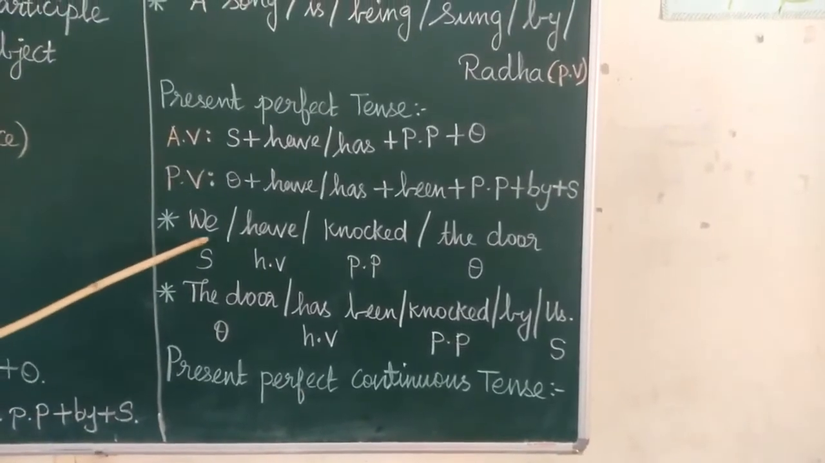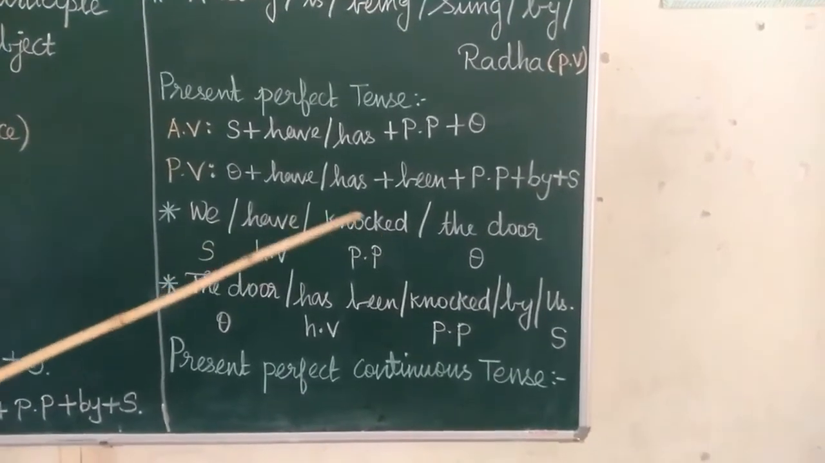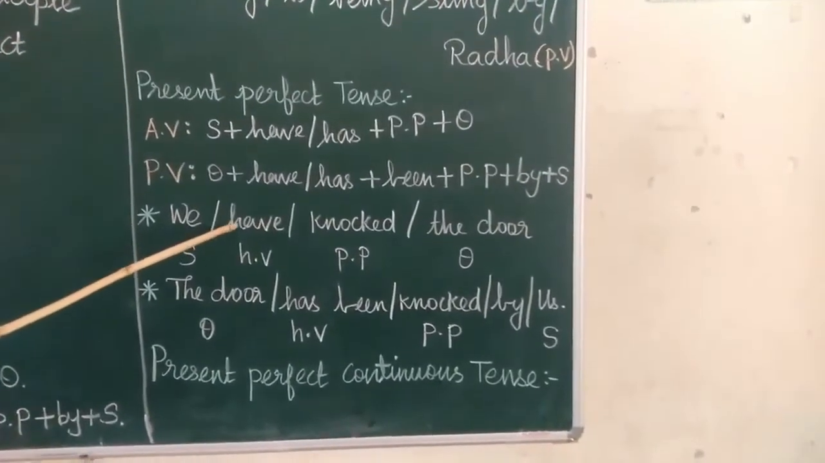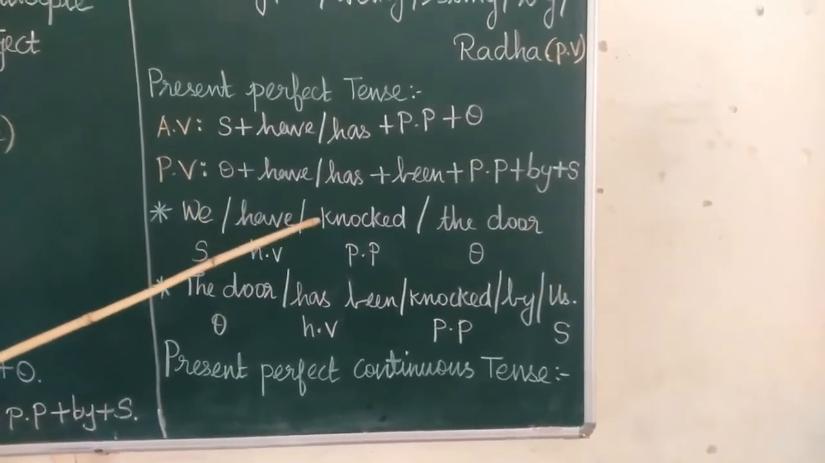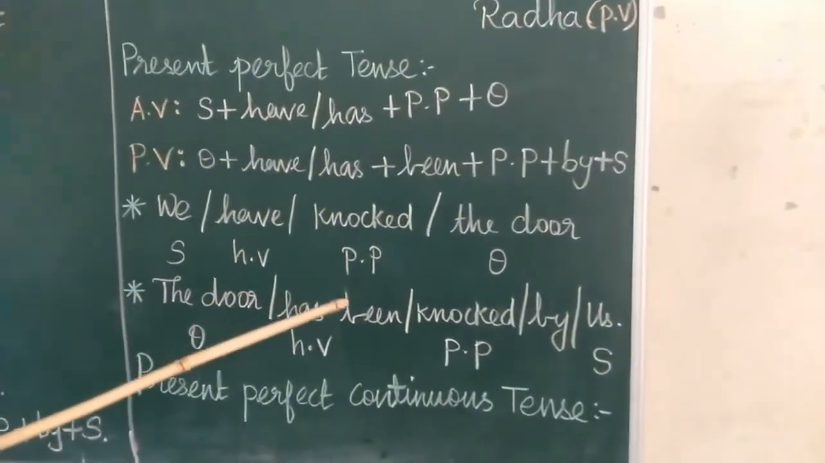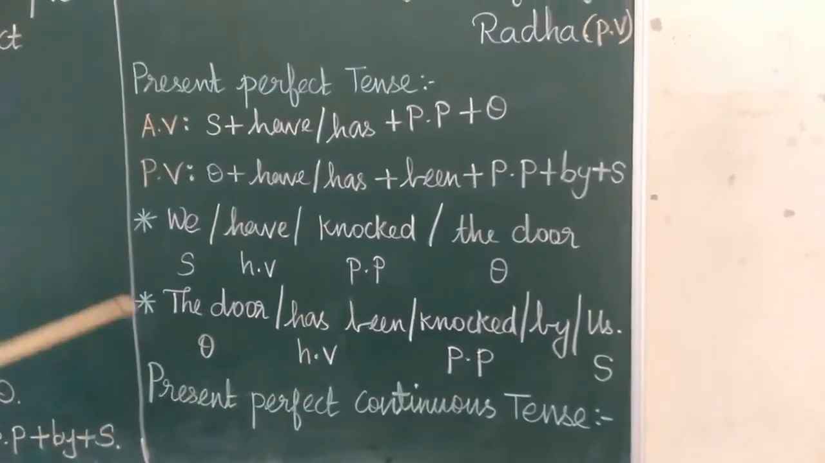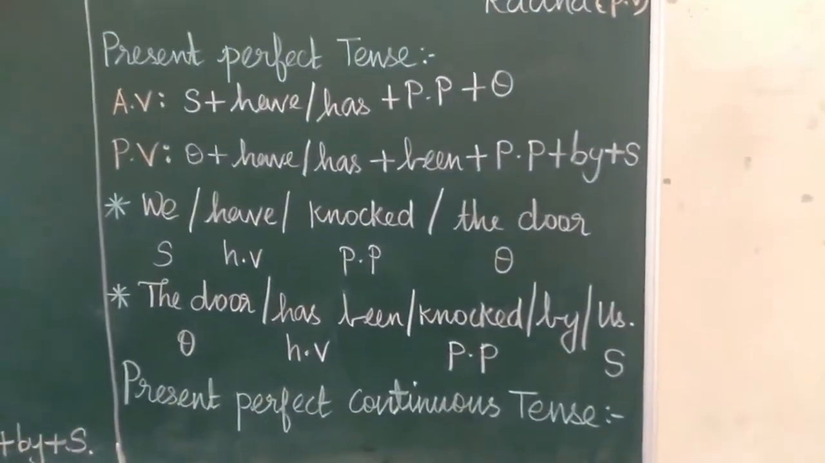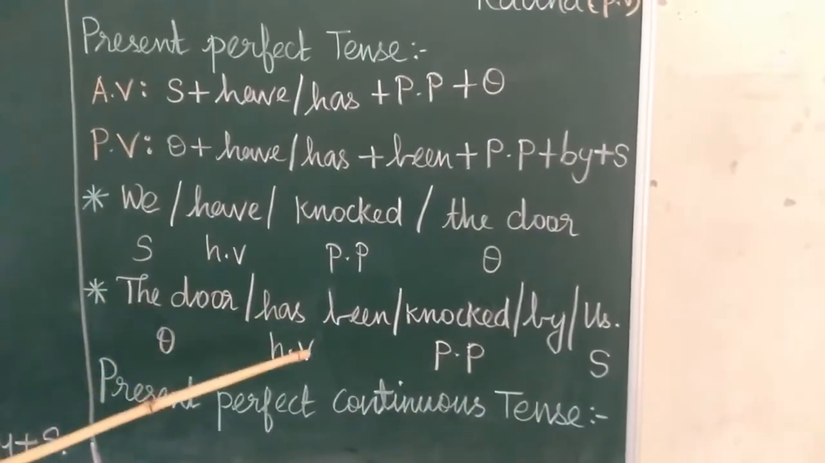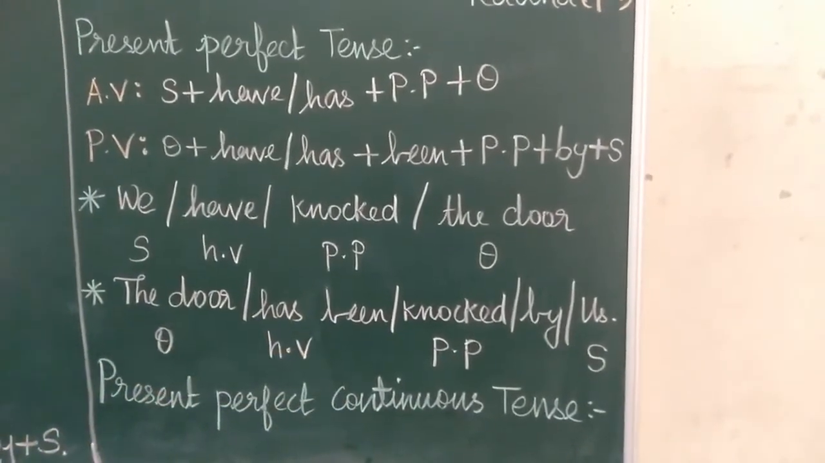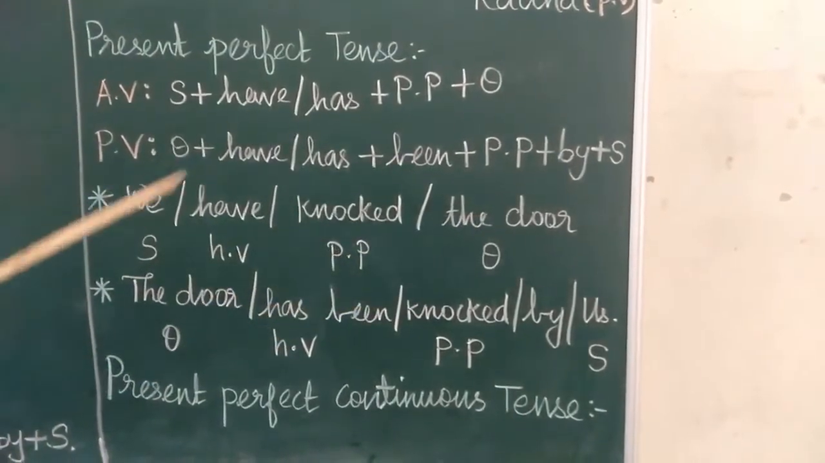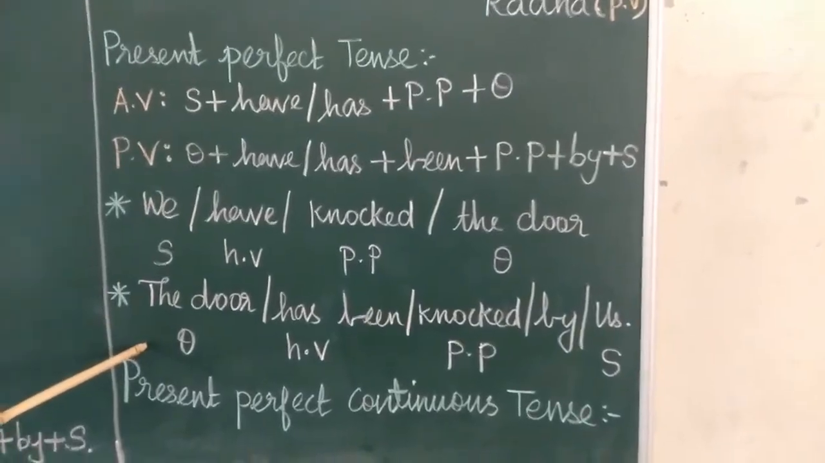The example is we have knocked the door. In the sentence, we is the subject, have is the helping verb, knocked is the past participle form of knock, the door is the object. So how do we change the sentence into passive voice? That is, the door has been knocked by us. In this sentence, the door is the subject.